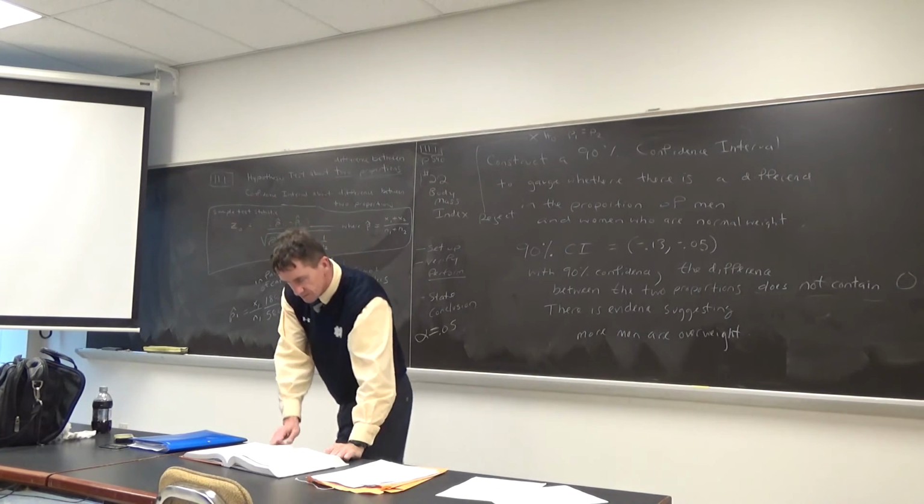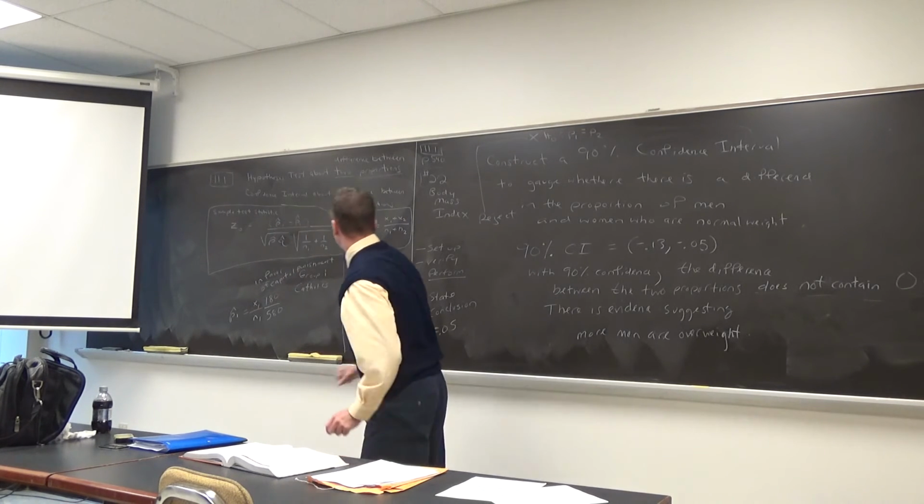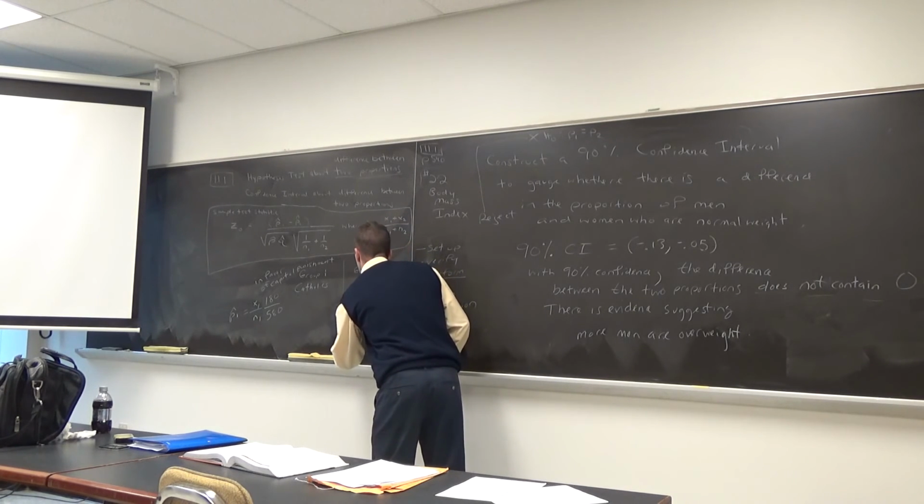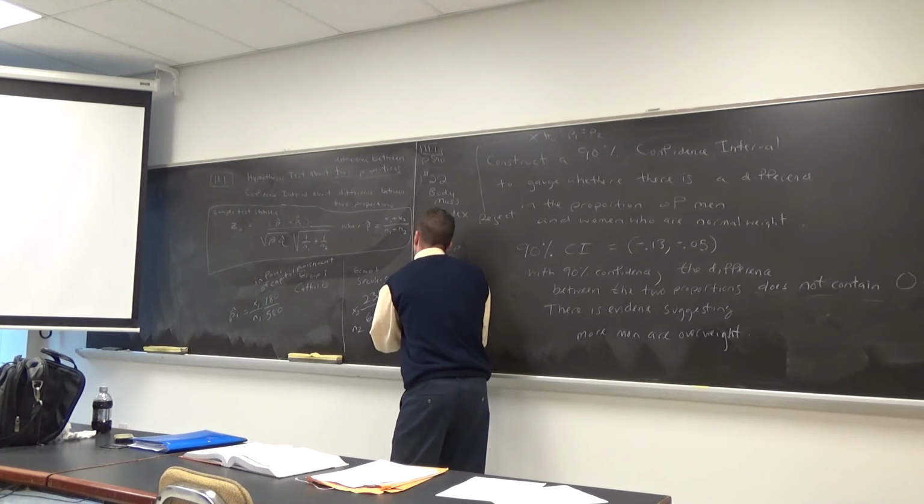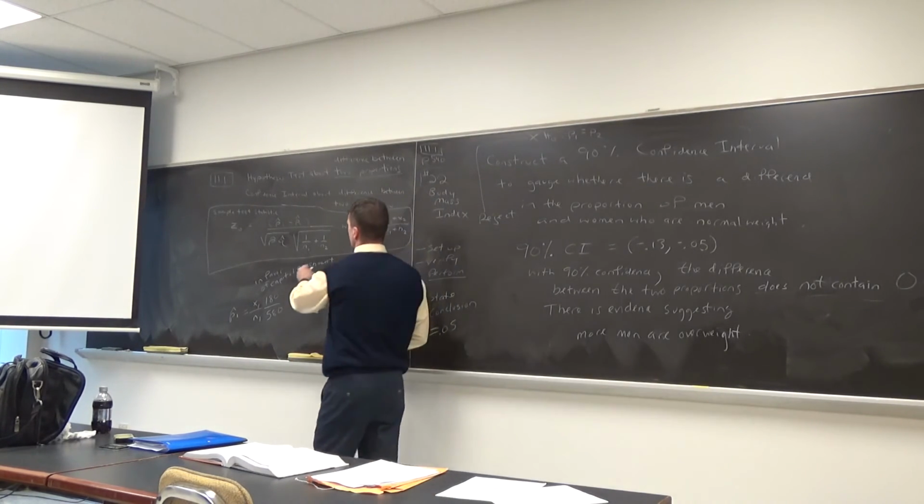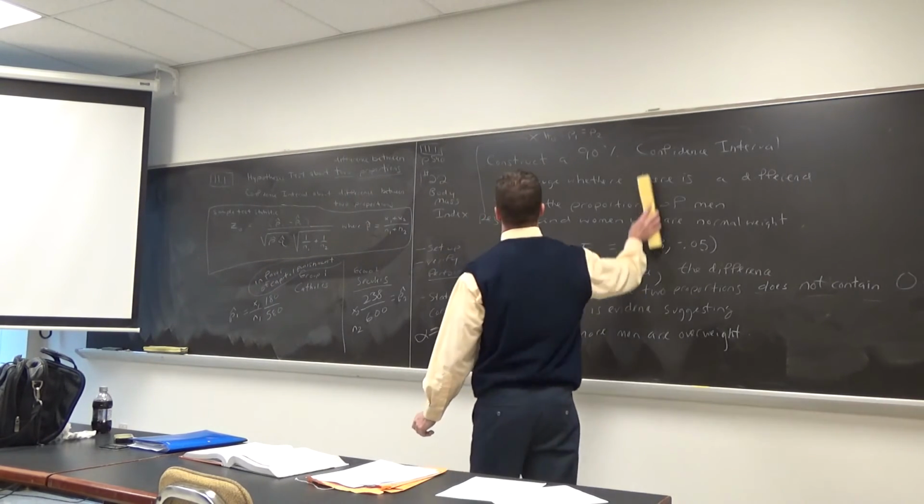How about group 2? How many in favor of capital punishment? 238 of 600. 238 out of 600 in group 2. This is P hat 2. These are the seculars. In favor of capital punishment. All right.